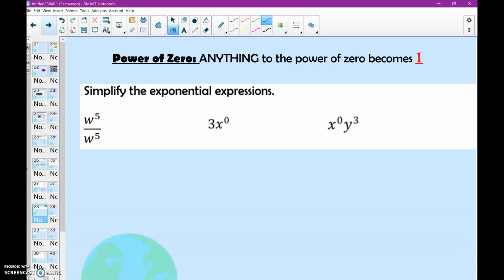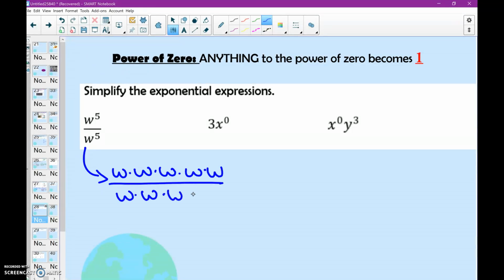And I'm going to show you why that's a true statement. Let's take a look at this guy. W to the 5th power really means this. W multiplied by itself 5 times. Same thing, top and bottom. Now we talked about before, if you have something divided by itself, you're actually going to cancel it out. That's how it works. W divided by W.